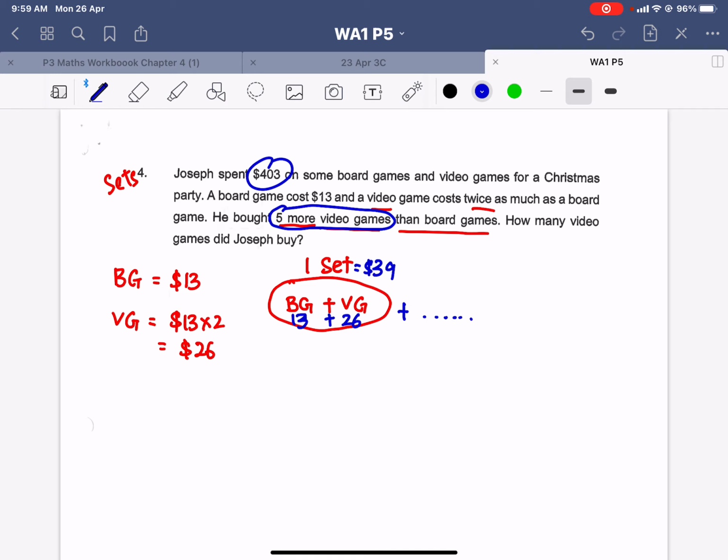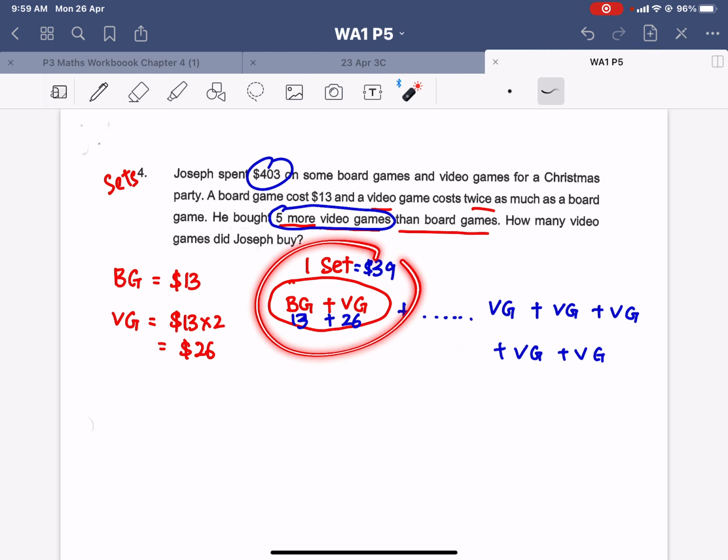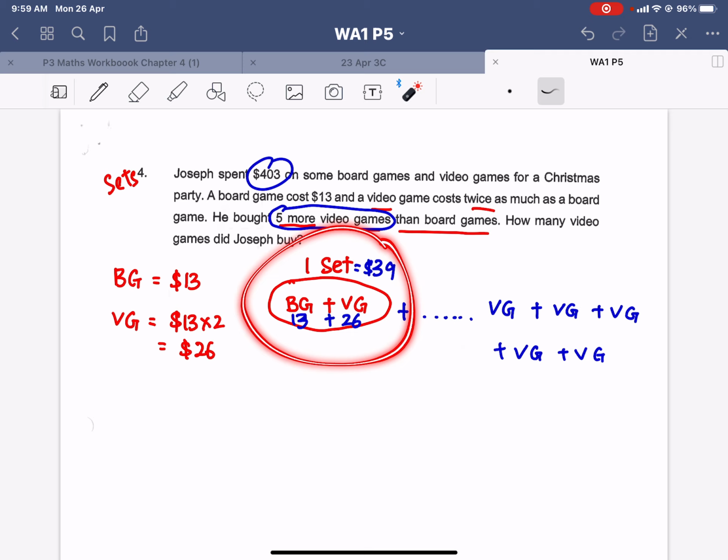Why? Because there are 5 more video games. So the video game has no set. Poor thing, it doesn't belong to any set. Okay, 5 video games. So he has a lot of $39, $39, $39. He has one set of this, another set, another set, another set, and then some of it couldn't belong to a set because these are the extras.